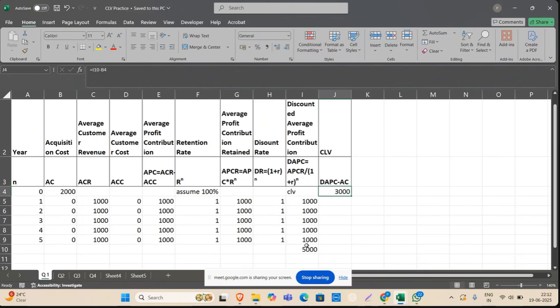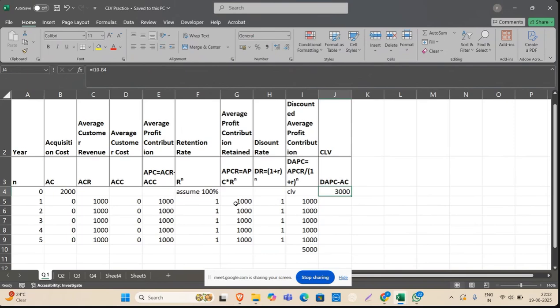Can you repeat that average profit contribution retained? Average profit, yeah, it is APC. This average profit contribution is 1000, 1000, into retention rate. APC into retention rate is 1. Retention rate is not given, so we consider it as 100%. Okay.